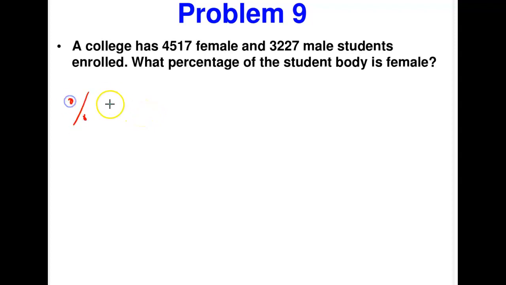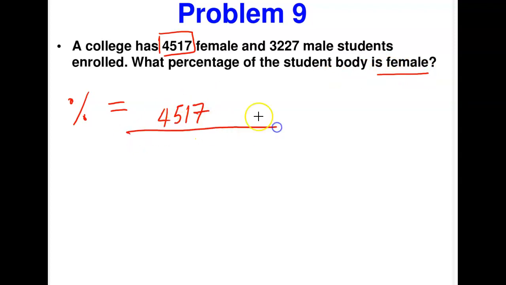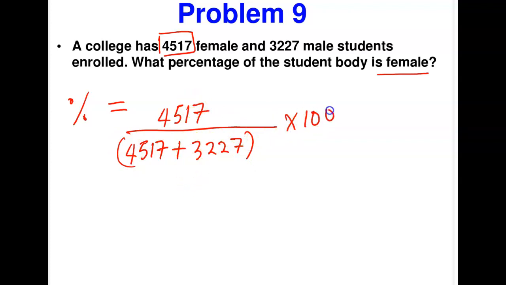We're looking for the percentage of the student body that is female. So the part will be 4,517, divided by the total, which is 4,517 plus the male students, 3,227. You add these, divide 4,517 by the total you got here, multiply by 100, and at the end of the day we're going to get 58.33%. So you should be conversant with a little bit of this math concept, because this will form the foundation for proper understanding of this class.